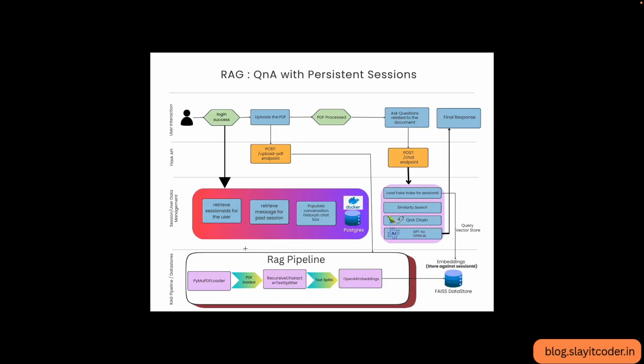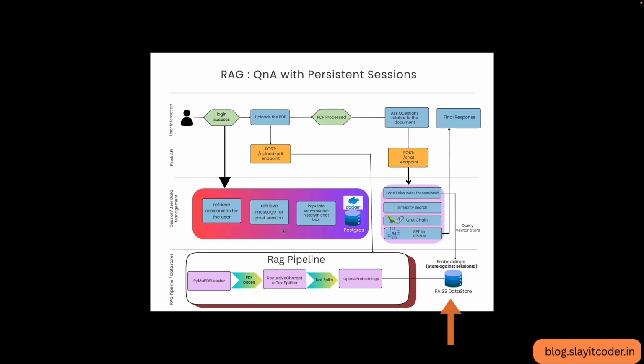So we tried to build the session and user management section over here, and the login section as well. The moment you log in and the login succeeds, you retrieve session IDs for the user. If they have interacted in the past, they should have certain session IDs generated. You retrieve the session IDs, retrieve all the messages that were part of that session, and populate them in the chat box, just like ChatGPT does. We would be storing all these messages and everything in Postgres.